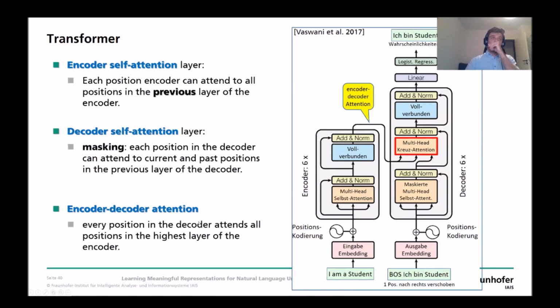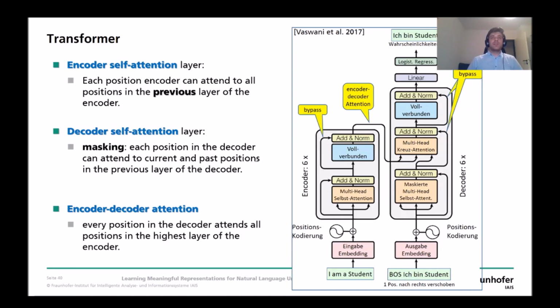Now, one thing that's special about the decoder here is also this encoder-decoder attention, because instead of only the self-attention, so instead of only processing the sequence itself, it can also attend to the encoder states. And in the transformer architecture, it attends to the last states of the encoder.